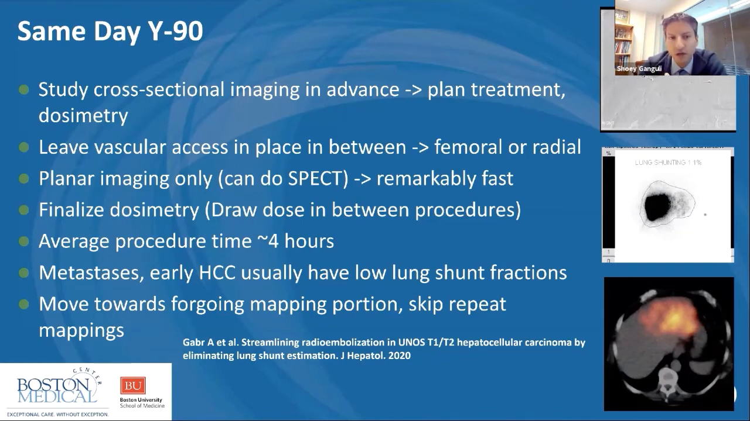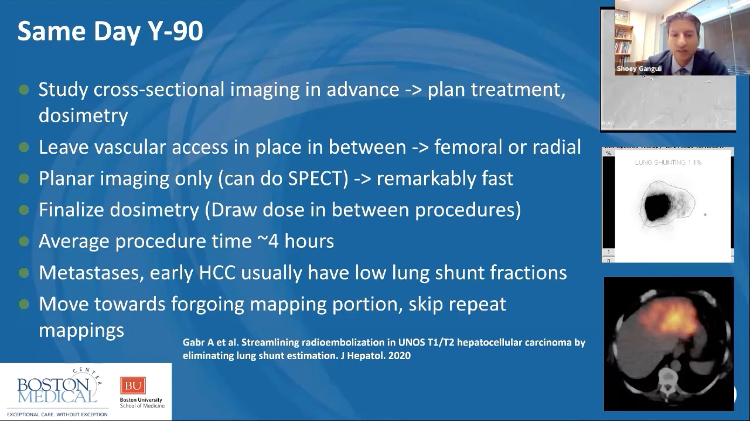We leave the vascular access in place, either femoral or radial. We just hook a flush bag up, and they go to nuclear medicine, and that was remarkably fast. I thought that would be the speed bump for our treatments, but it really wasn't. It was 20 minutes for a planar scan. We can do SPECT; it's a little longer, but really you can leave the room open for the patient if they go to nuclear medicine and back.